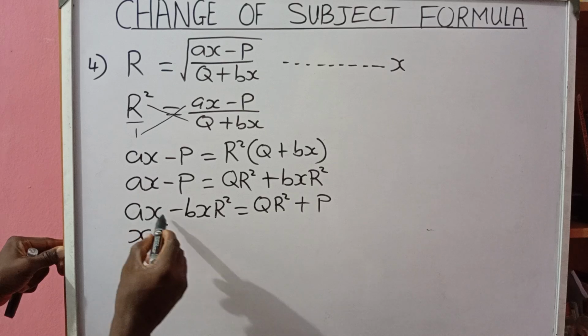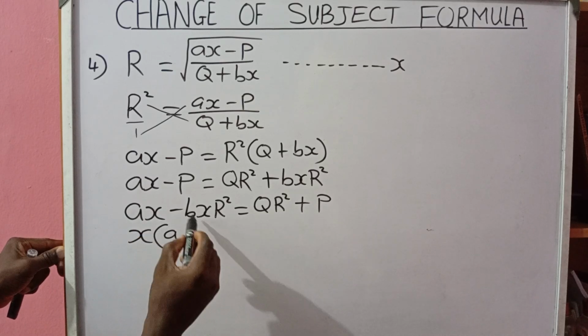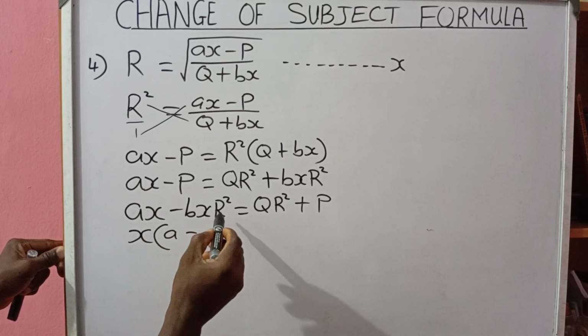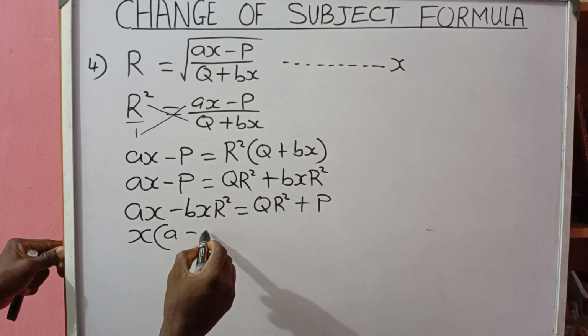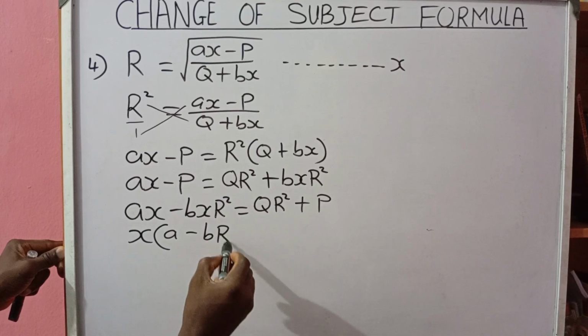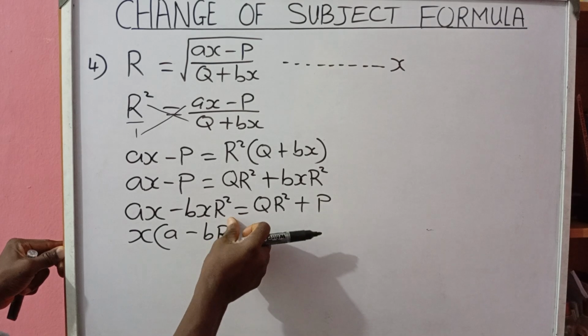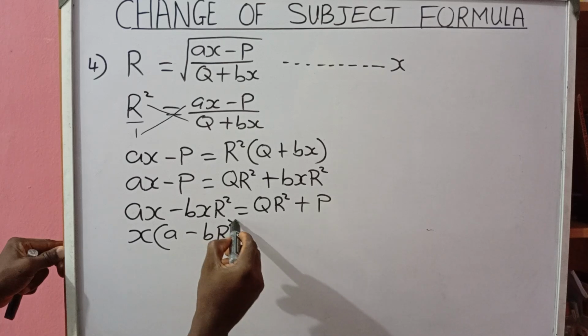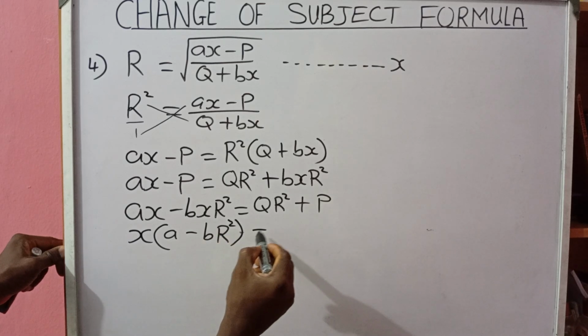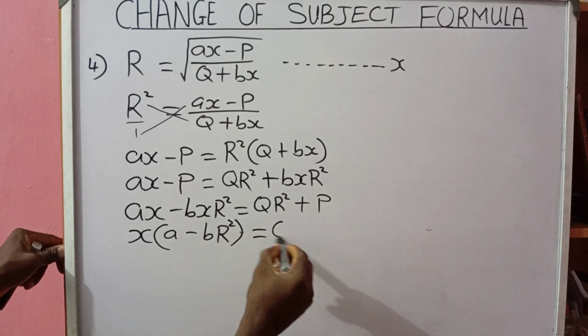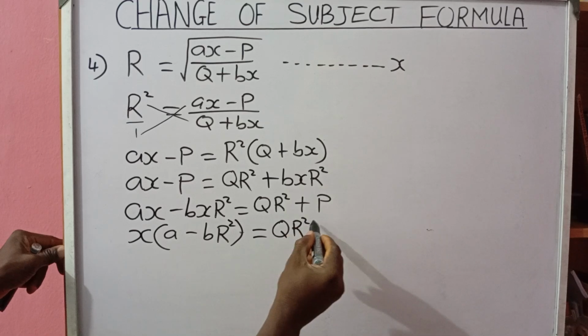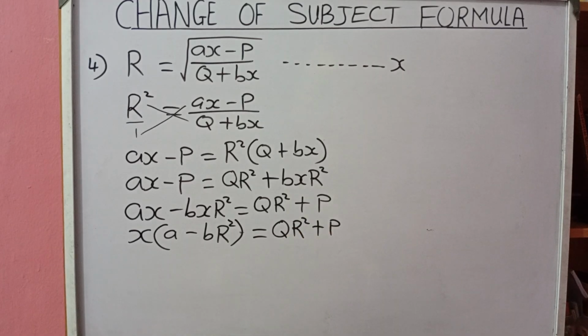So x divided by ax will give us a. x divided by minus bx r squared will give us minus b r squared. So that's what we're going to have there. Then equal to q r squared plus p.